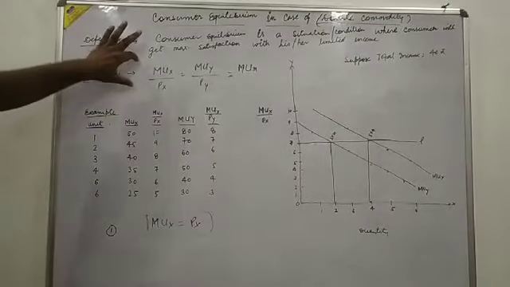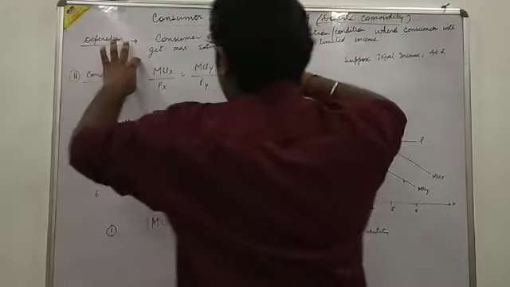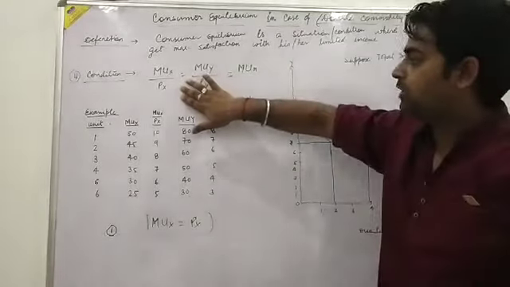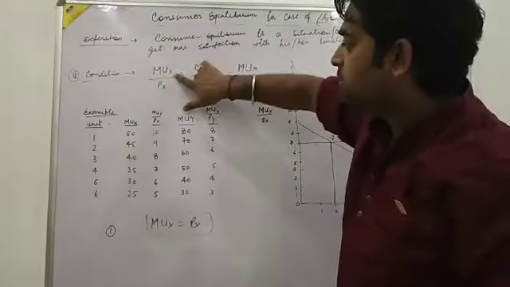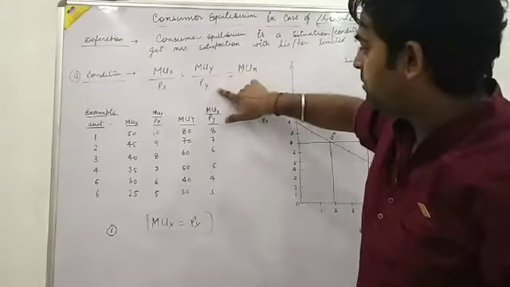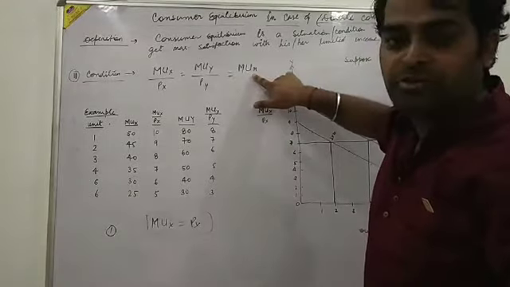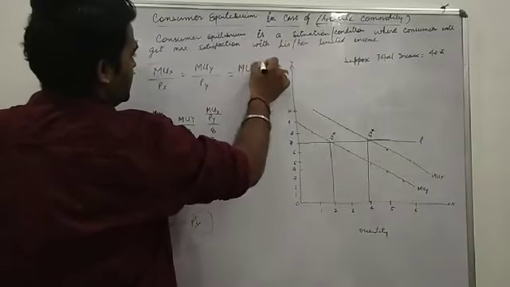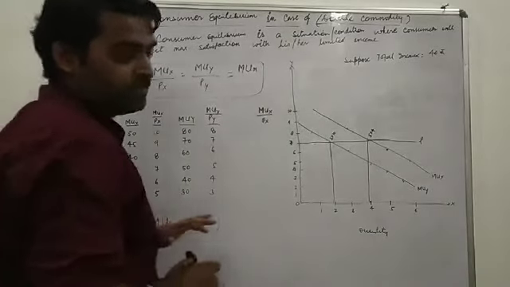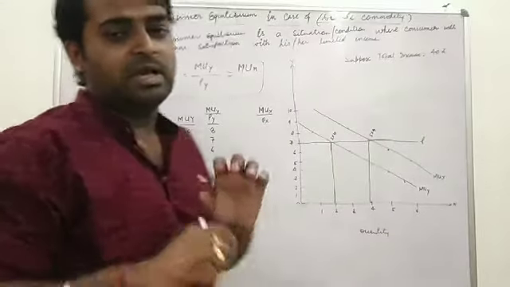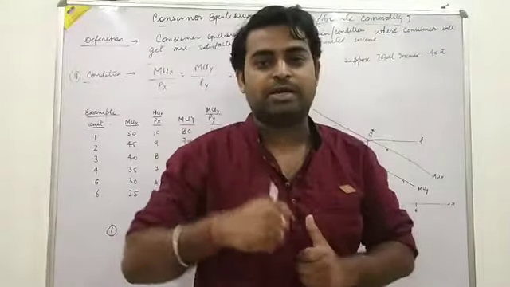In today's lecture we are going to satisfy this condition: marginal utility of X upon PX, marginal utility of Y upon PY is equal to marginal utility of money, MUM. So we will satisfy these conditions in the case of double commodities. If this question comes in 6 marks, how will we define it?